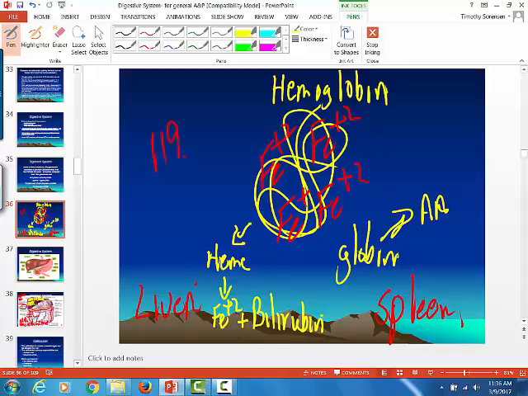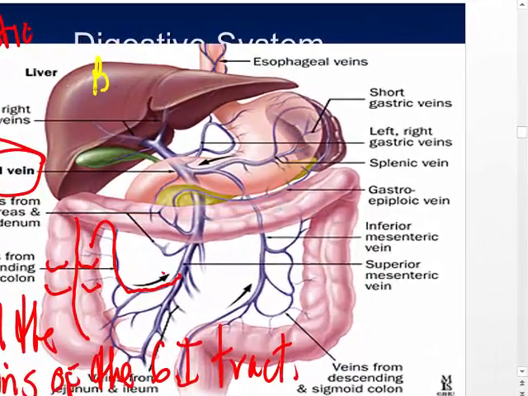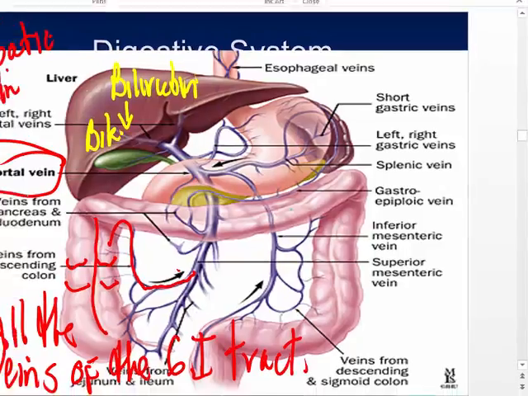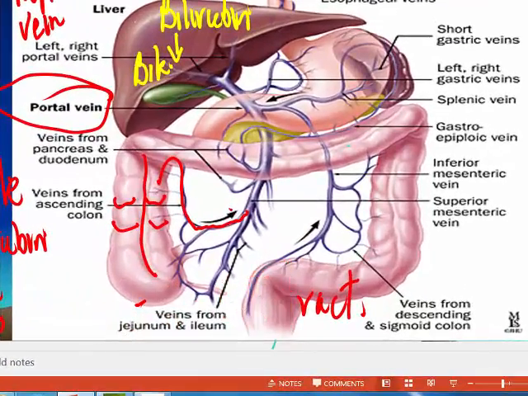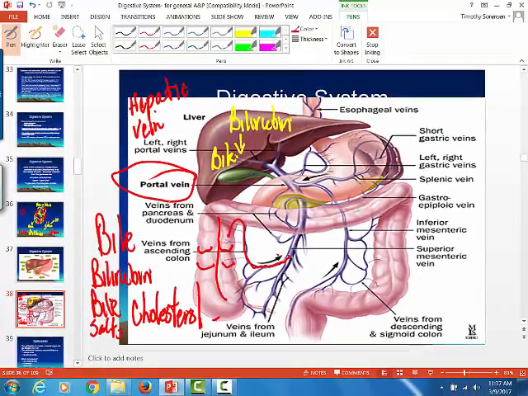Now watch. The bilirubin goes to the liver. And that bilirubin is then converted to bile in the liver. And bile, better write this down, bile contains bilirubin, bile salts, and you're not going to believe this one, cholesterol. Yeah? And when the liver makes the bile, watch it.